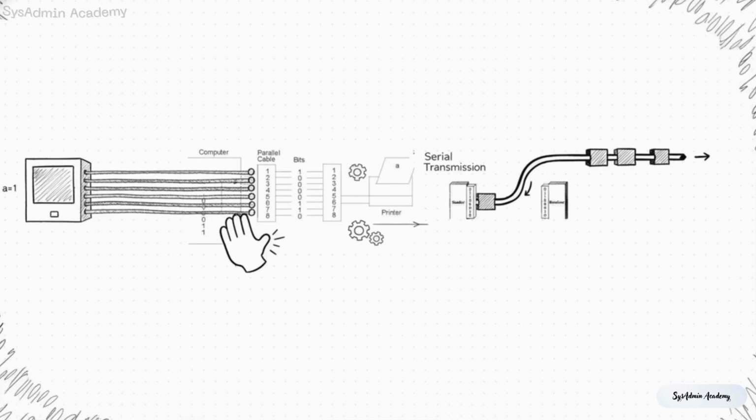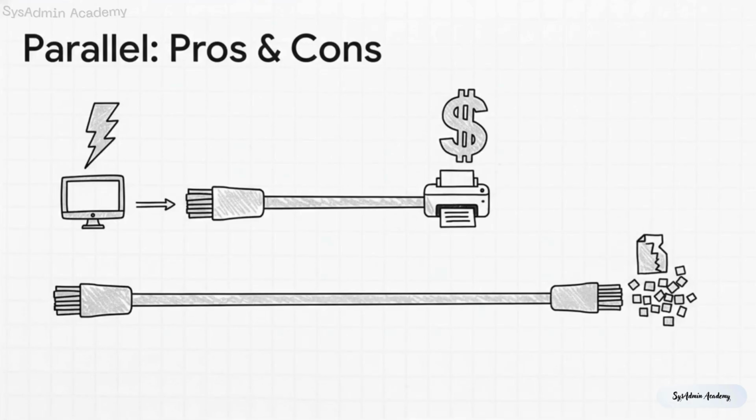You've got just 1 wire, 1 channel, sending that whole sequence of bits down the line one at a time. So what's the deal with parallel? Well, its big advantage is speed, but only over very short distances. It's fantastic for things happening inside your computer, or maybe for connecting an old printer that's sitting right on your desk. The downsides? First, it's expensive.